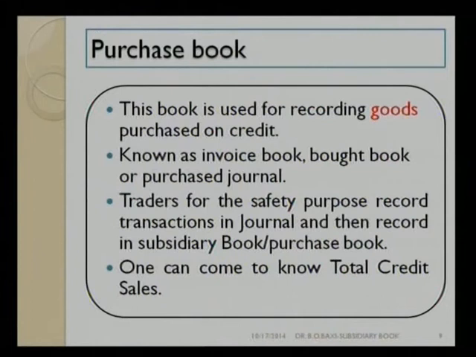Now looking to the rules or presentation, let us take into account. This book is used for recording goods purchased on credit only. So no cash transaction, only credit transaction. Second, we are supposed to mention only recording of goods, no asset.